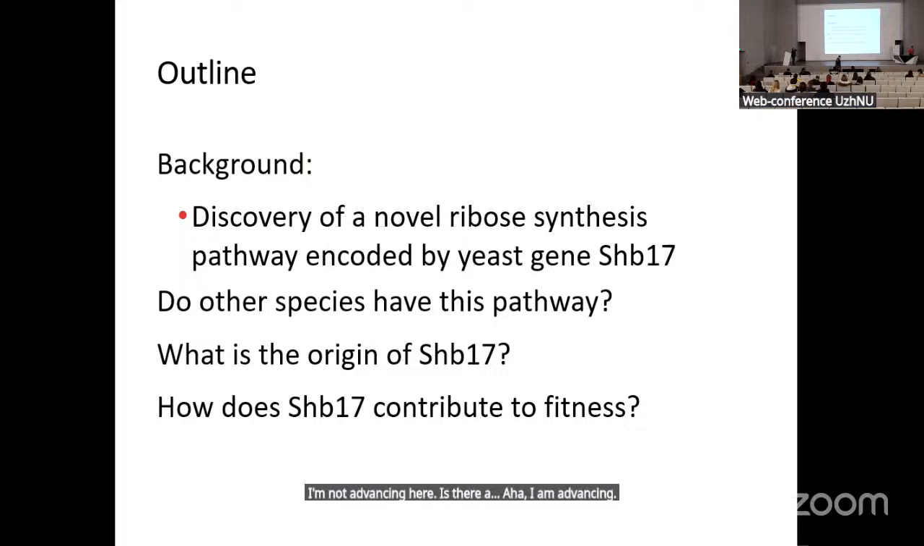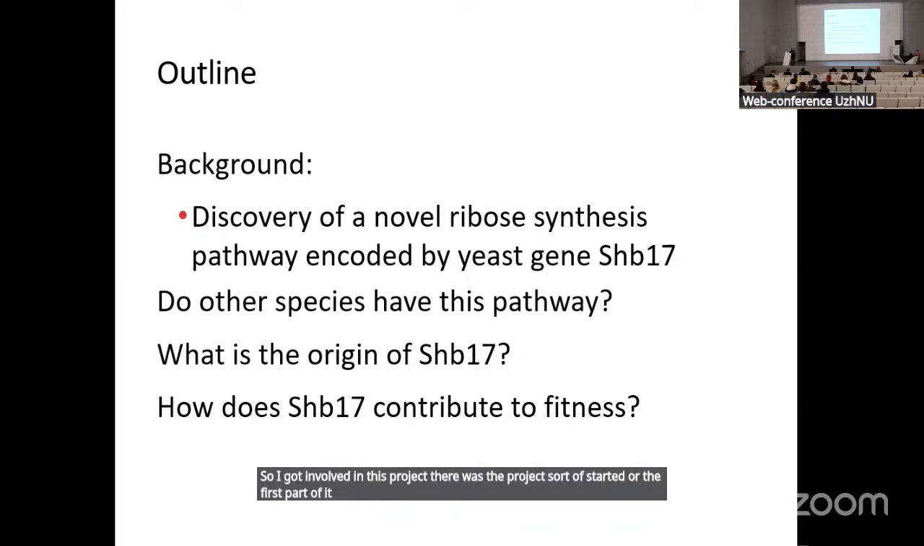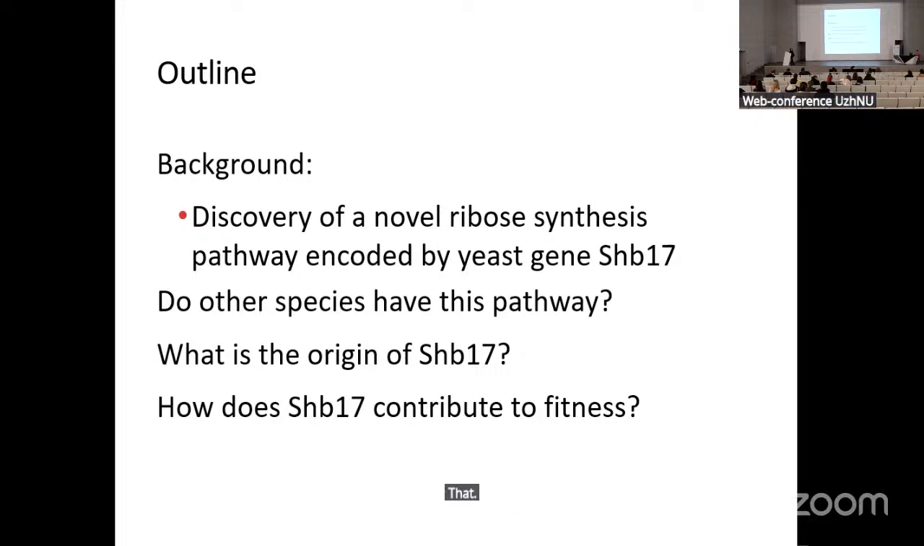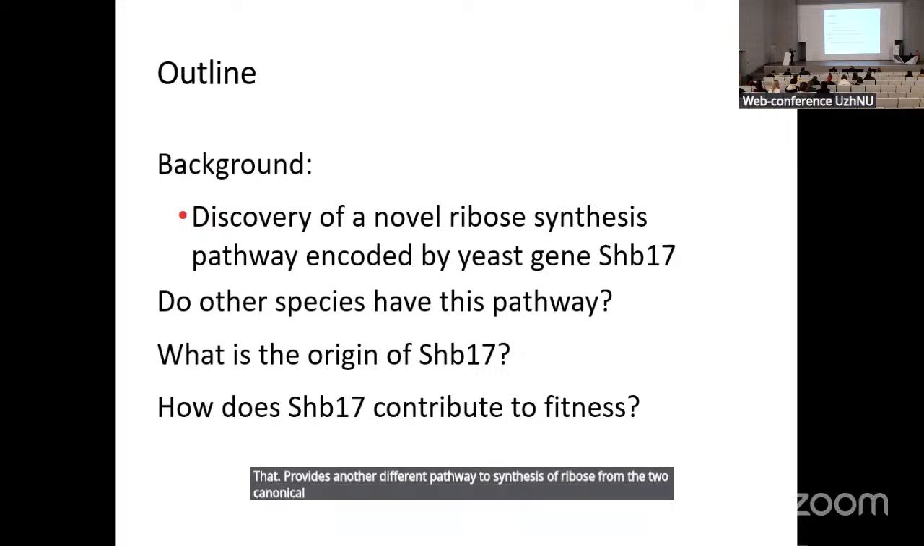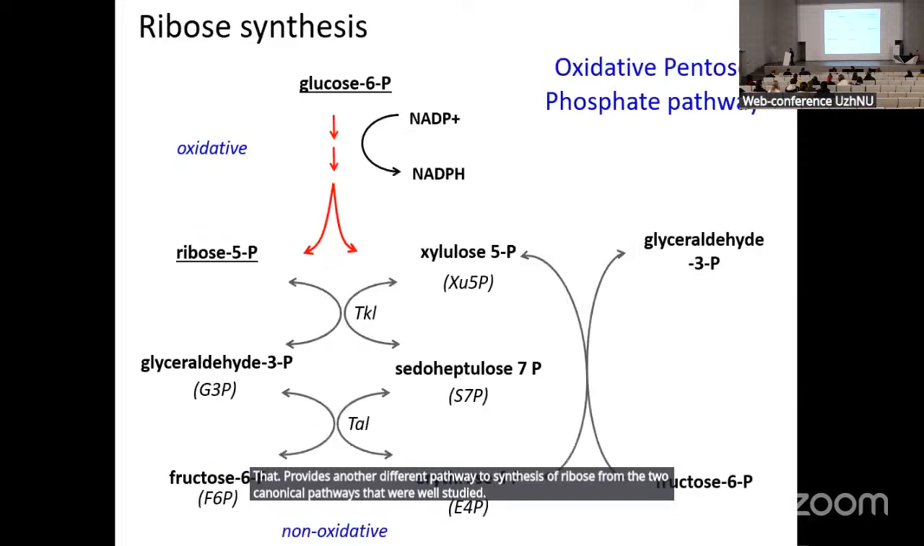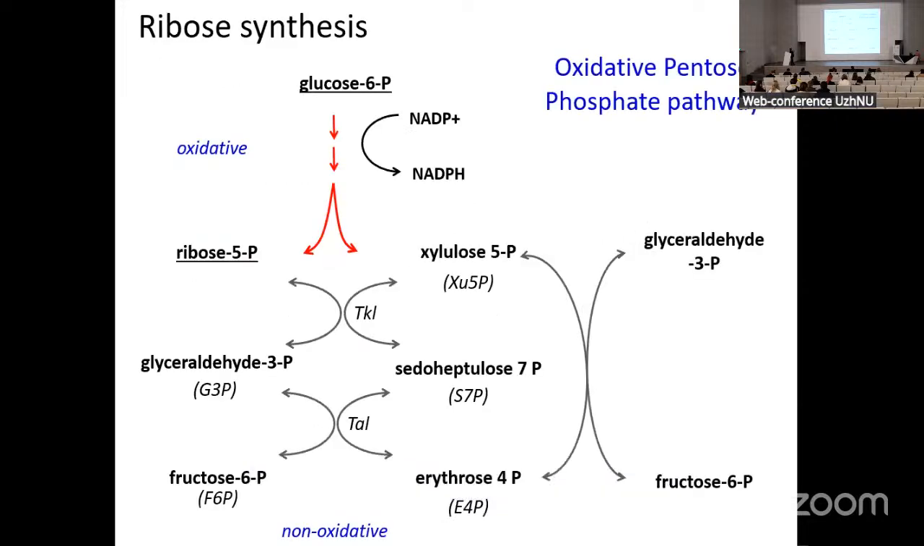So I got involved in this project. The first part of it, a graduate student at Princeton University characterized an enzyme in yeast, which was not previously understood, that provides a different pathway to synthesis of ribose from the two canonical pathways that were well studied. So these are the two canonical pathways.